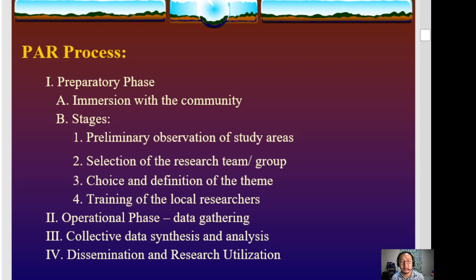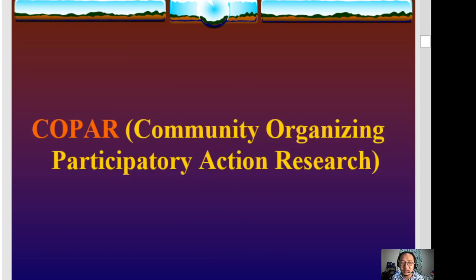Okay, what is the process? What are the different phases? We have your PAR process. First is the preparatory phase, under which are immersion with the community and the different stages of immersion, preliminary observation of studies, selection of the research team or group, choice and definition of the theme, and training of the local researchers. Second is the operational phase: collective data synthesis, analysis, dissemination, and research utilization.